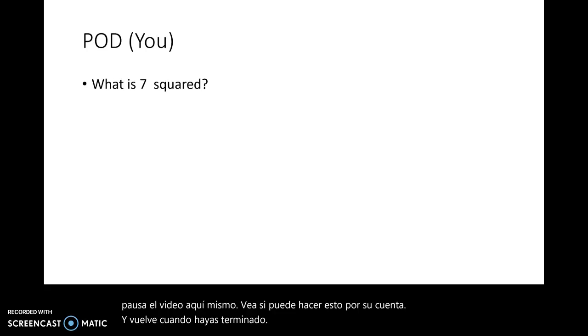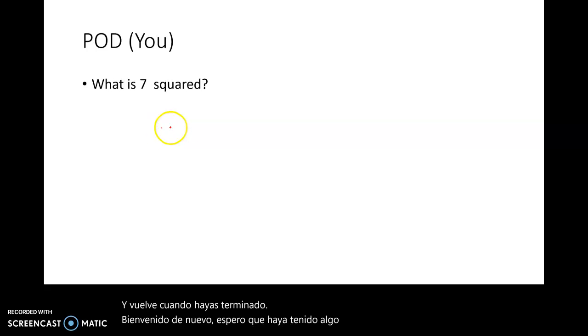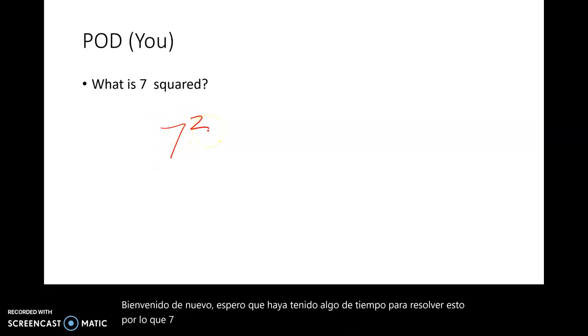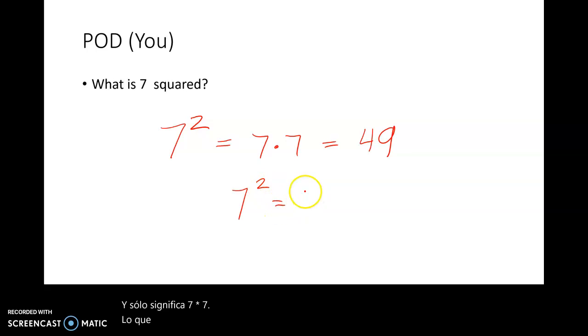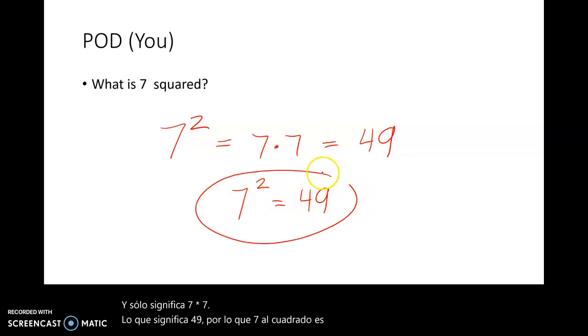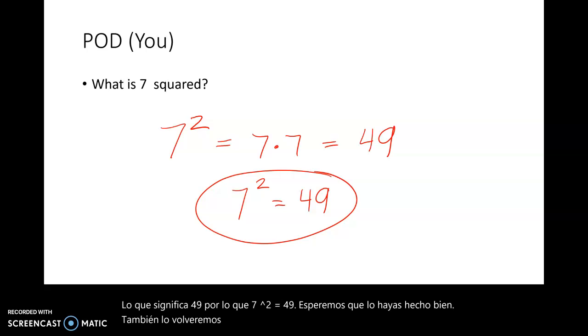Okay, welcome back. Hopefully you had some time to solve this. So 7 squared looks like this, and it just means 7 times 7, which means 49. So 7 squared equals 49. Hopefully you got that correct. We'll also be doing this again tomorrow if you didn't get it this time.